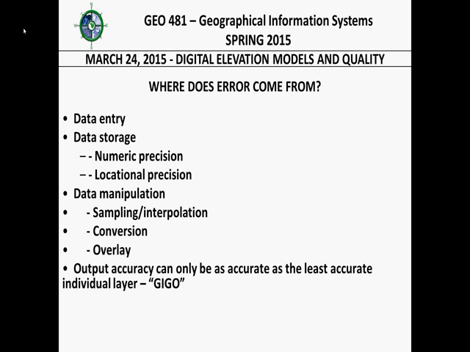Data entry: typos, simple things like that. I meant to type, what's the population of Lockport? I meant to type 90,000, I typed 900,000. Data entry can introduce all sorts of errors.